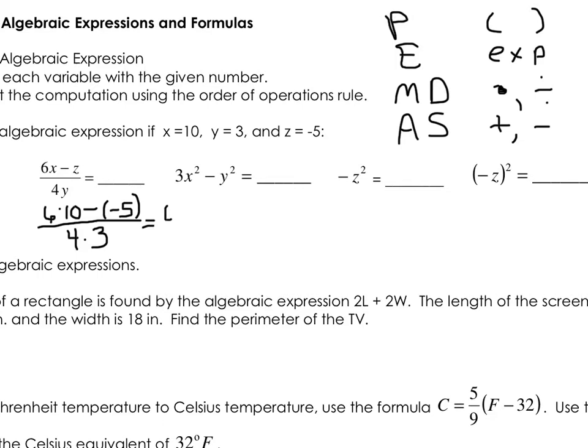6 times 10 is 60. What's minus a negative 5? Plus 5. 4 times 3 is 12. So our final answer is 65 over 12.